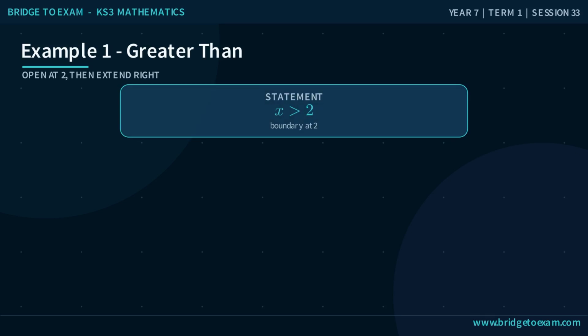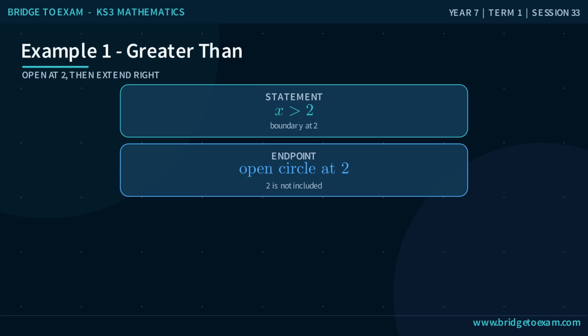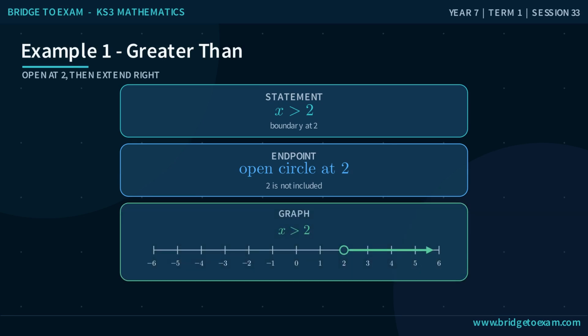Graph x is greater than 2. Place the boundary at 2. Use an open circle because greater than does not include 2. Draw the arrow to the right because the solutions are larger than 2.